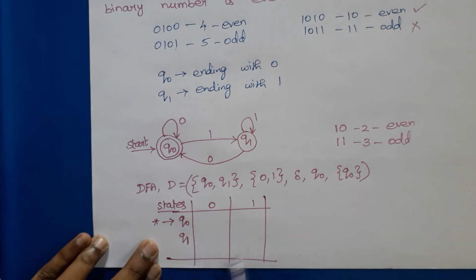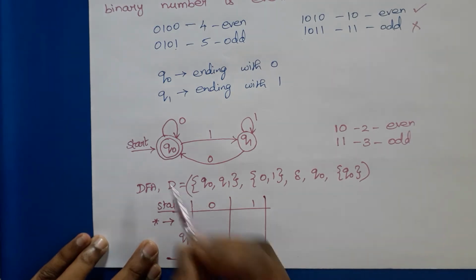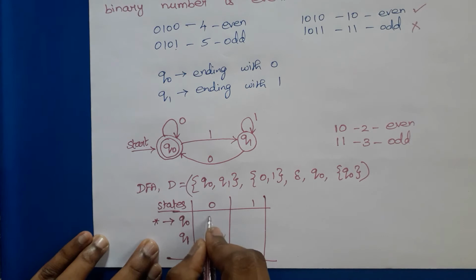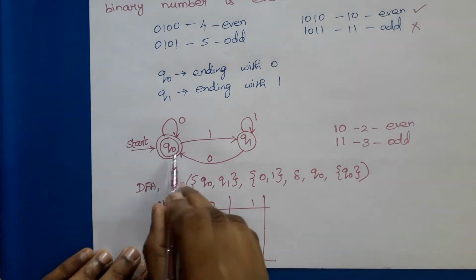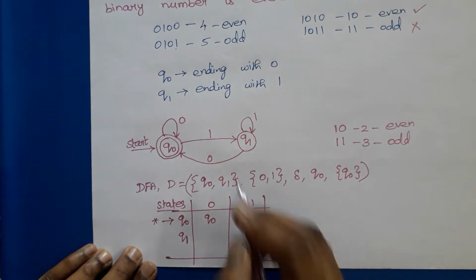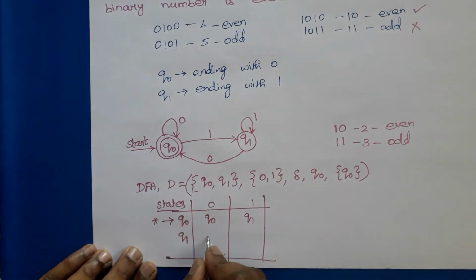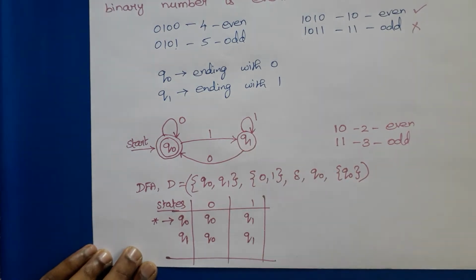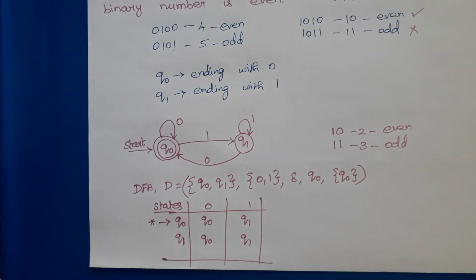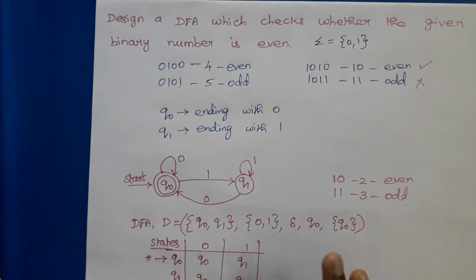So now we can fill the table. From Q0, 0 goes to Q0. From Q0, 1 goes to Q1. Then from Q1, 0 goes to Q0, and from Q1, 1 goes to Q1. So this is the DFA for checking whether the binary number is even.